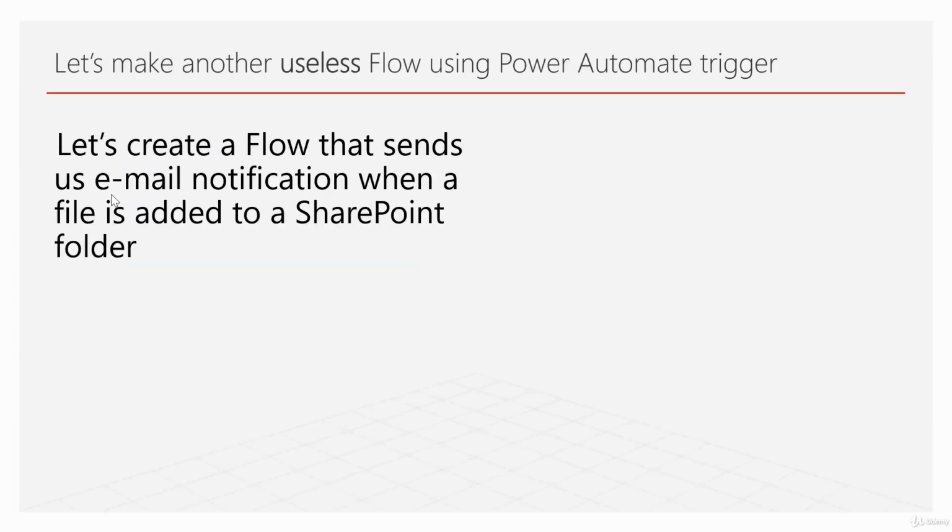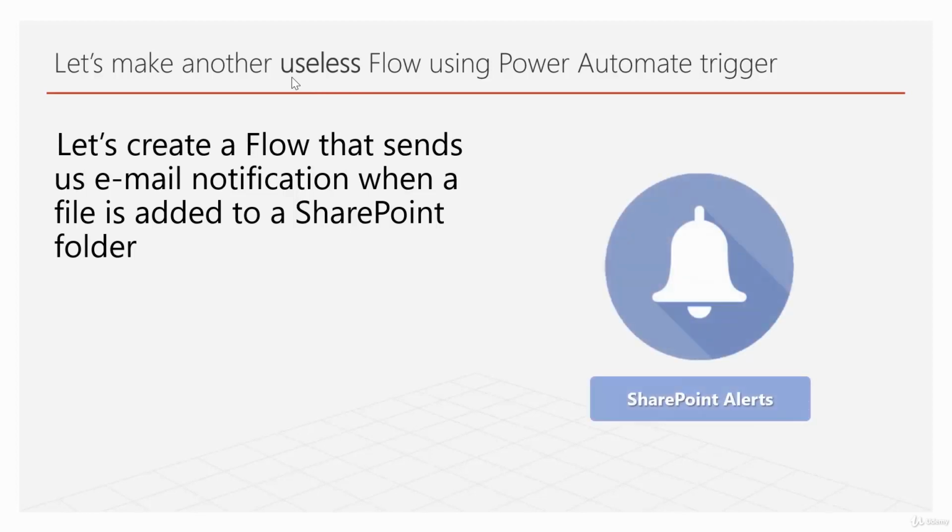For this demo, I want to create a flow that sends an email notification when a file is added to a SharePoint folder. So basically, we are monitoring a SharePoint folder using Power Automate. When a file is added to it, it should do something. And the only thing that we have learned so far to do is sending an email. I call it a useless flow because we are basically replicating the SharePoint alerts. Of course, we can do a lot more with these kinds of triggers, but wait till we learn about the actions so we can do something useful about it.